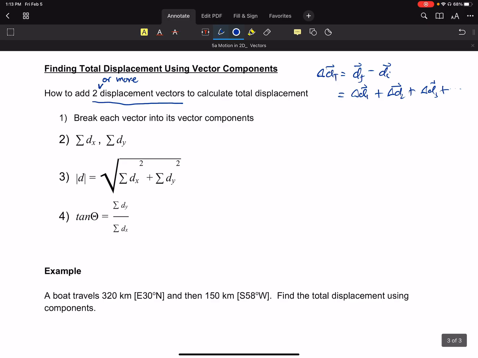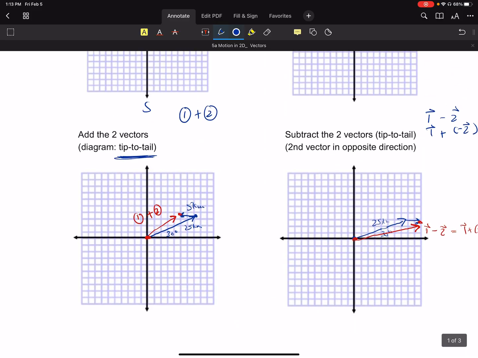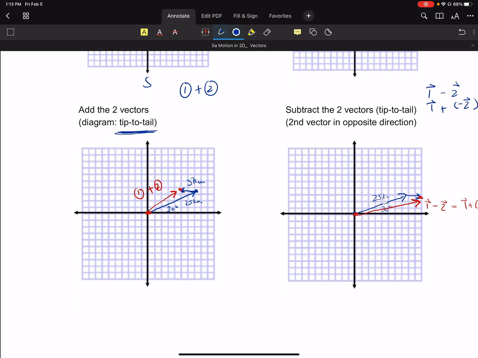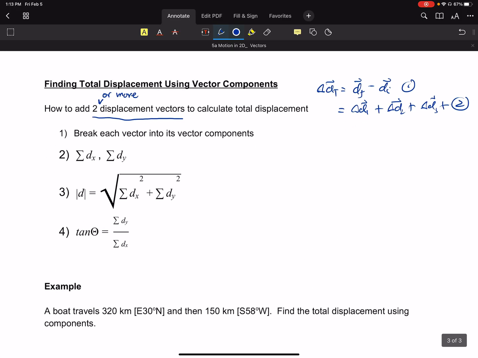So there's one version you can do, or there's a second version. In that second version, we're adding a whole bunch of different vectors. Depending on how many vectors you have, you can do your scale diagram like we did over here and just keep adding and adding and get a really weird shape. So it's no longer a triangle. Or we can follow this method of using vector components.